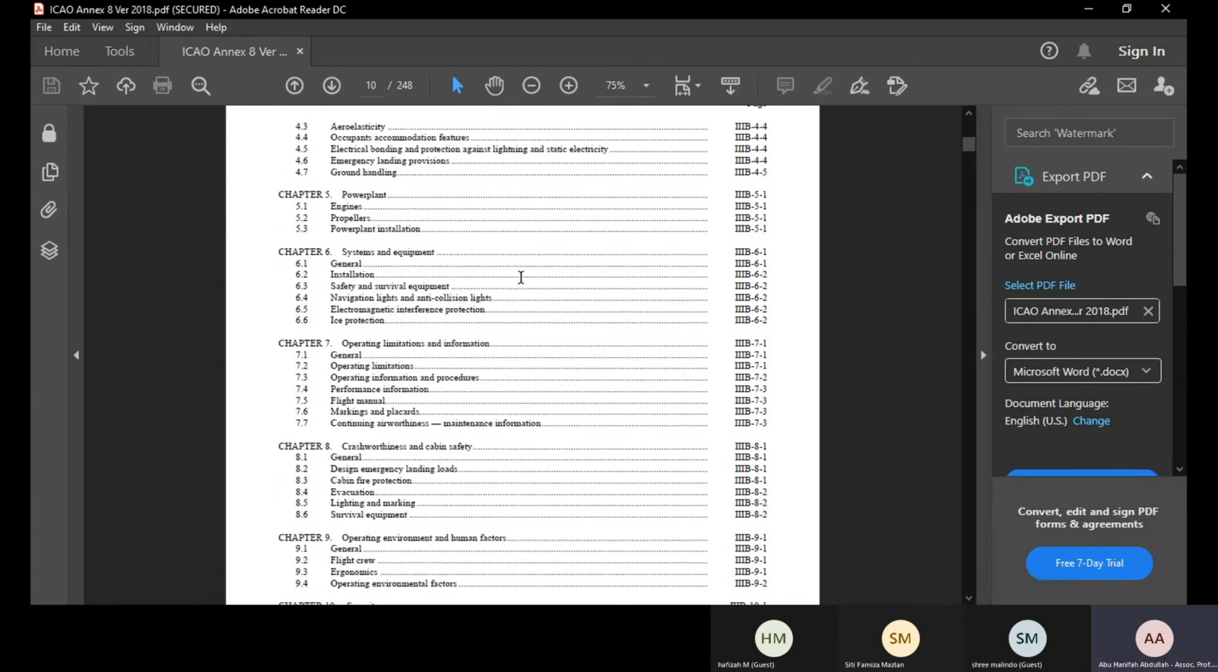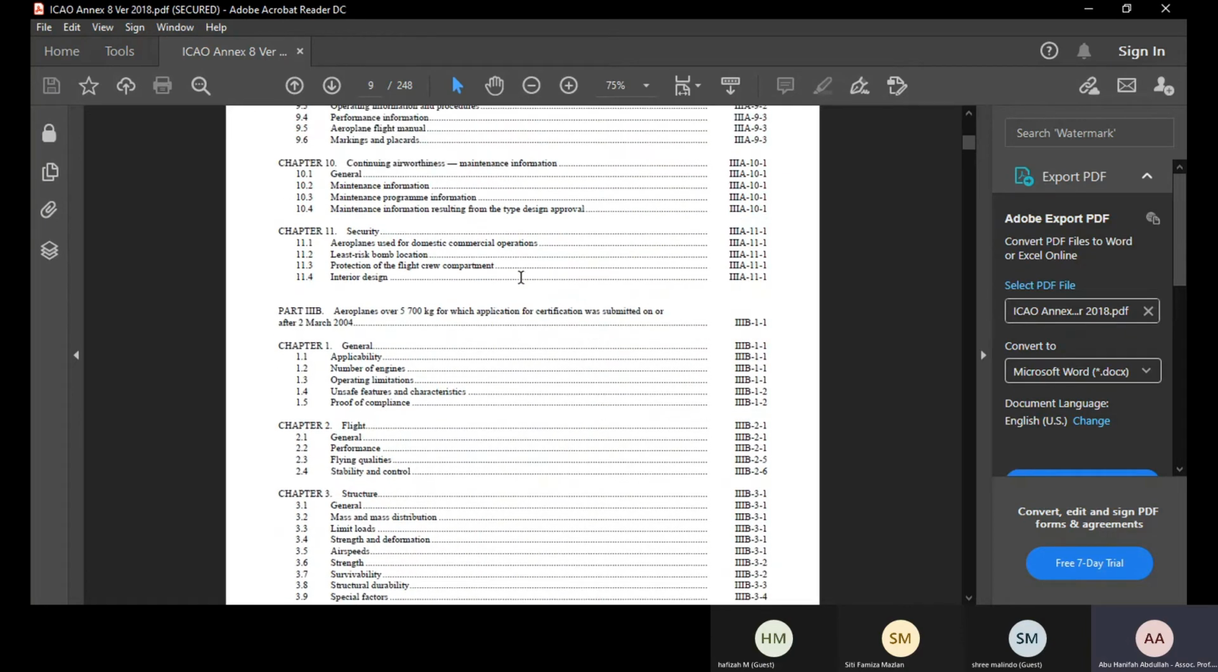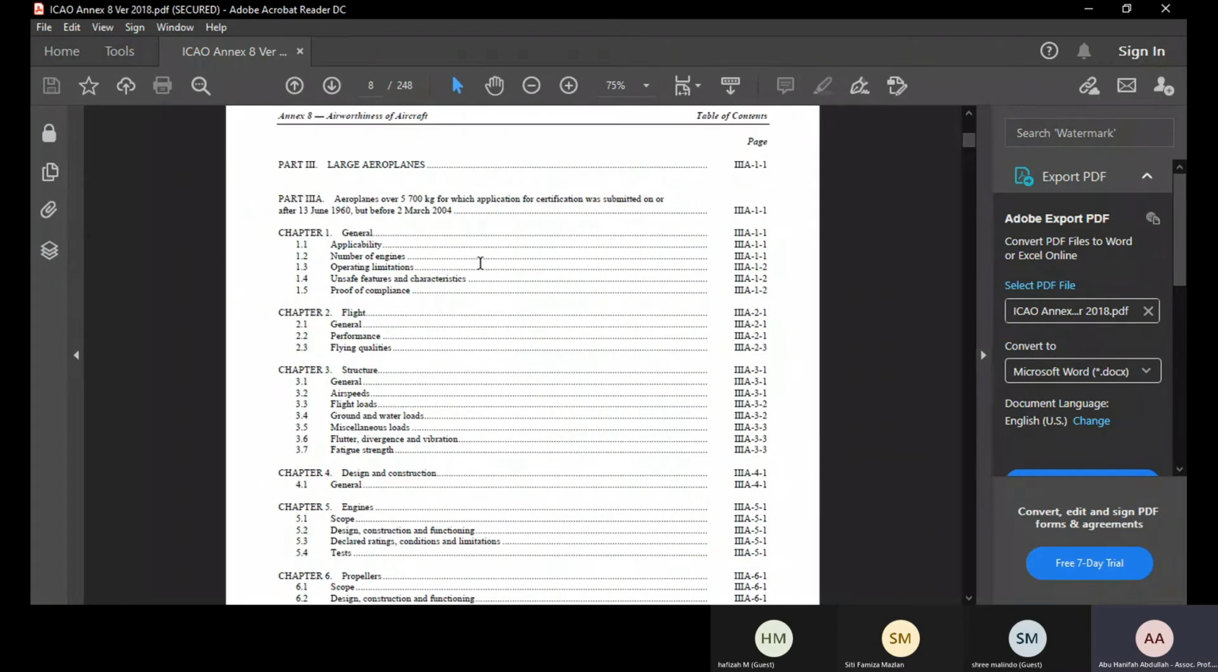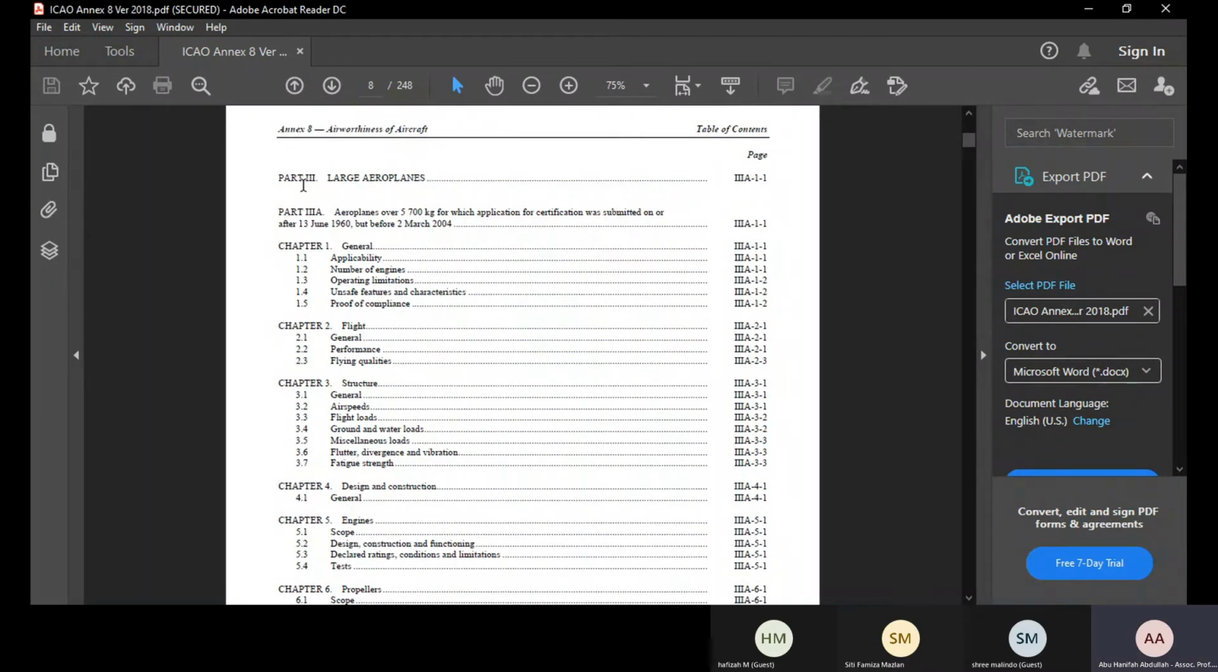Okay, now, you can check part 3 and above. Those are design requirements. Part 3, large aeroplane. Part 3A, aeroplane over 5,700 kilo, for which application for certification was submitted on or after 13 June 1960, but before March 2004. So do you have this aircraft?